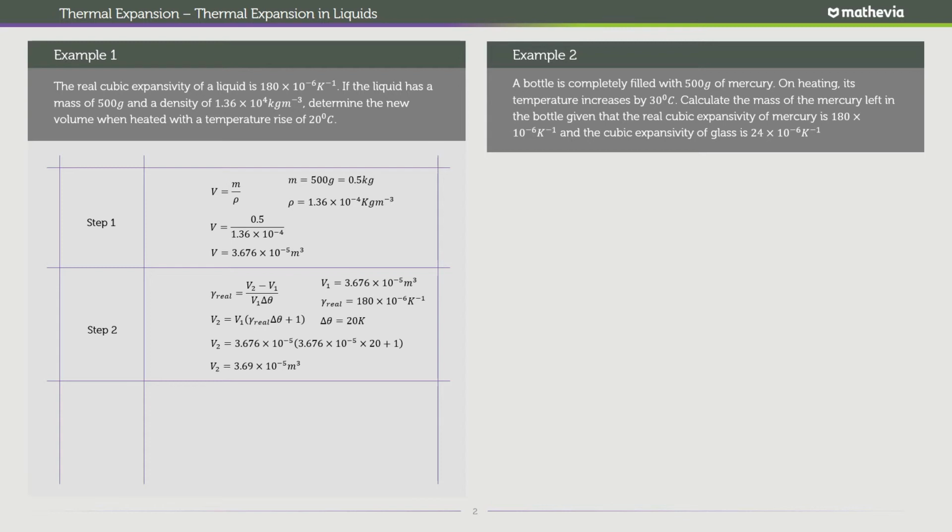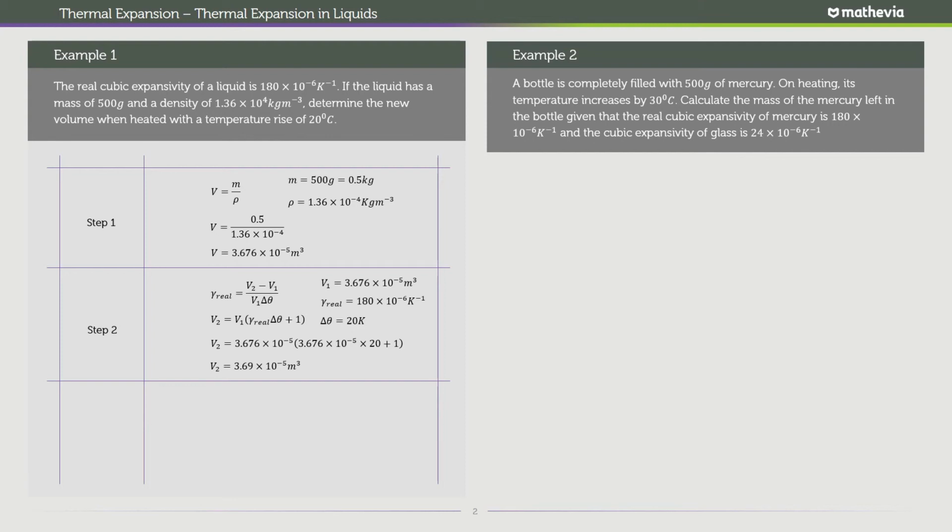Now, you need to keep in mind that you're going to be talking about the apparent expansion in this case, because like I said, the mercury expands following its real expansivity, but then the bottle expands as well. So the bottle actually creates more room for the mercury. Basically, let's assume the mercury did not expand at all. If the bottle expanded on its own, and it was completely filled before, you would actually find more space, because the bottle would expand, creating more room for mercury.